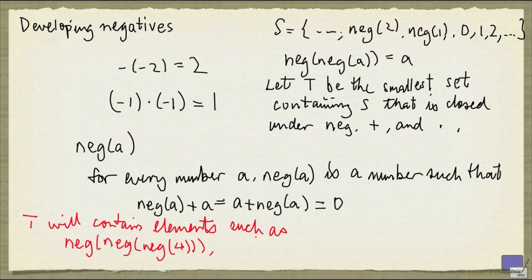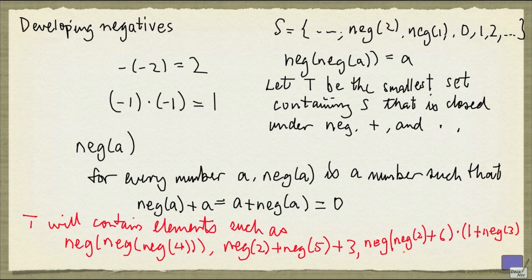The negation of the negation of the negation of 4, the negation of 2 plus the negation of 5 plus 3, the negation of 2 plus 6 times 1 plus the negation of 3. Now these things don't look remotely close to the set of integers that we are used to. In fact, we hope that everything looks like what we have in S. What that means is we need some rewrite rules that are actually valid that will allow us to simplify these expressions. But before we figure out what these rules are, we need to make a few assumptions.